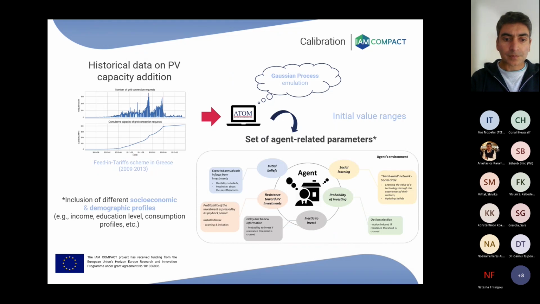Starting with the first module, the calibration one, and for the indicative case of adoption of solar PV, we start with historical data and observations, and we come up with a first set of technology-specific agent-related parameters, which, based on Gaussian process simulation and other methods, we try to fit to our historical data. And for our agent-related parameter set, we try to come up with different socioeconomic and demographic profiles like income, education level, consumption profiles, or other parameters that, based on scientific literature, are assumed to affect the decision-making process of consumers.